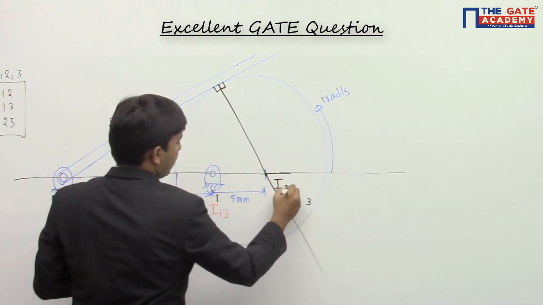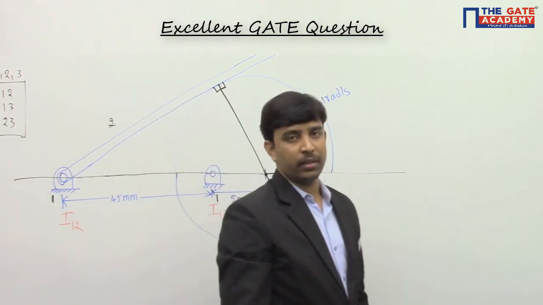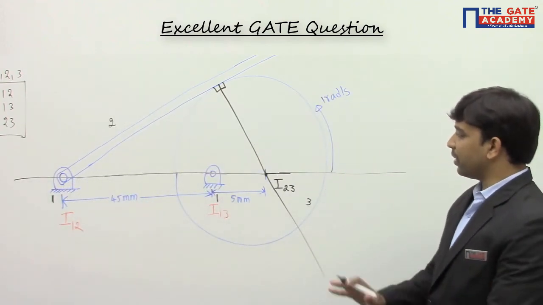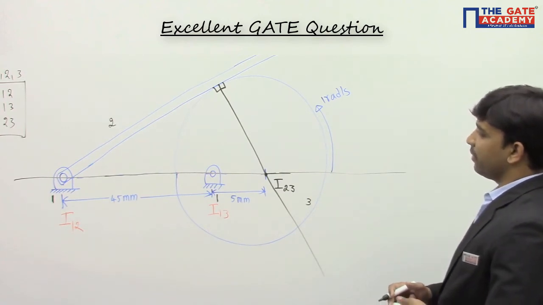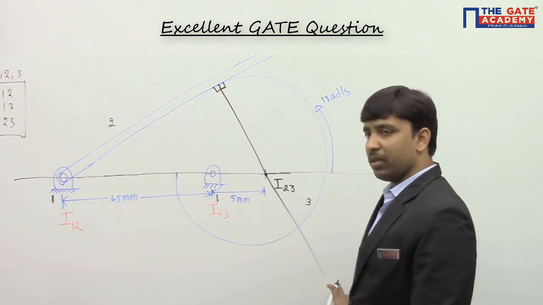I say, so I23 will lie here. So I23 is located here. Now we have located all the instantaneous centers. So don't get confused. For a general higher pair, the I center lies somewhere along the common normal.